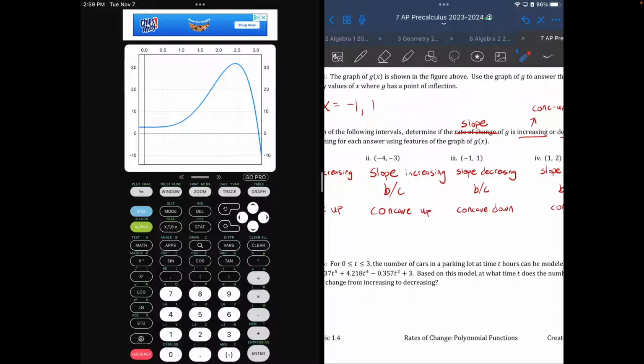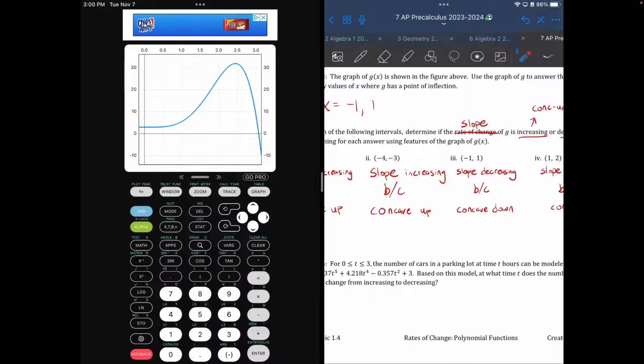Do you have the right graph? Did you hit zoom 0? Yes, I did. I put zoom and then 0. That's always backwards. Wait. This is power of 4 minus 0.257x squared. Zoom 0 again. Oh, wait, there.